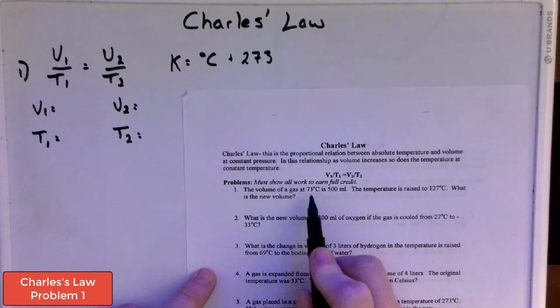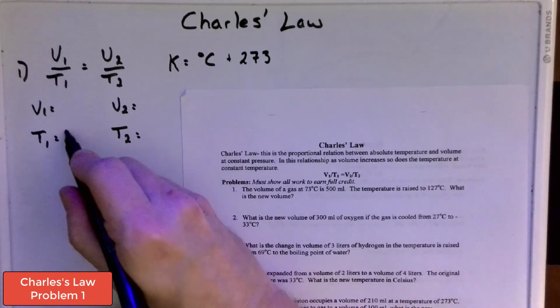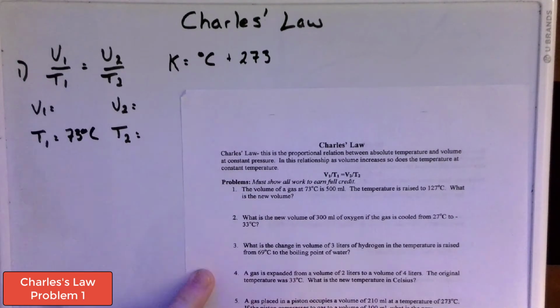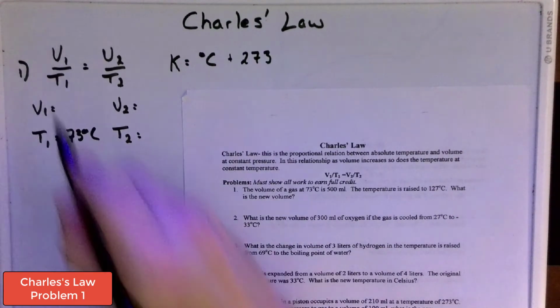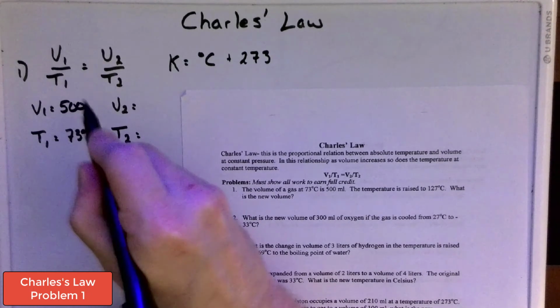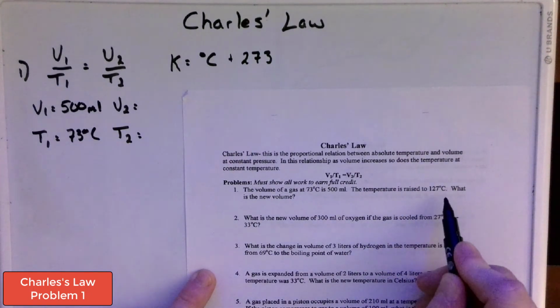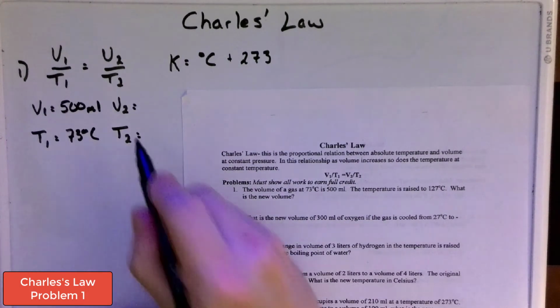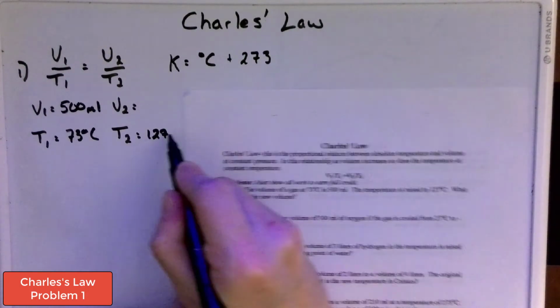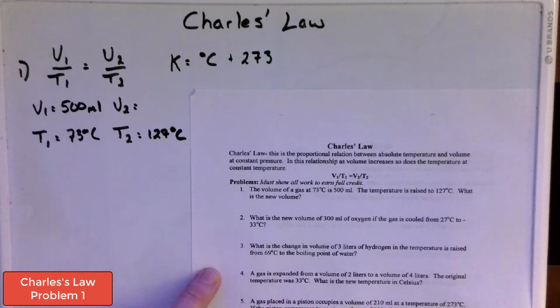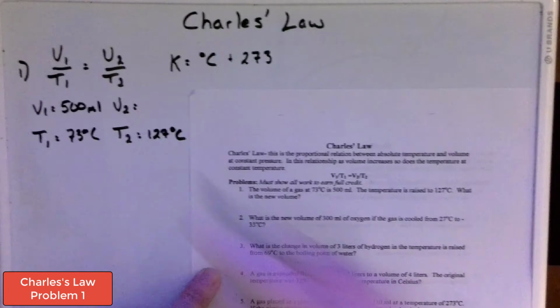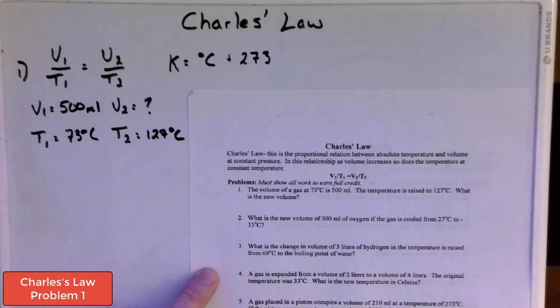Plugging in what units we know, 73 degrees Celsius is the first temperature. 500 milliliters is the first volume. The temperature is raised to 127 degrees Celsius. That sounds like the ending temperature. What is the new volume? That sounds like the V2, which we don't know.